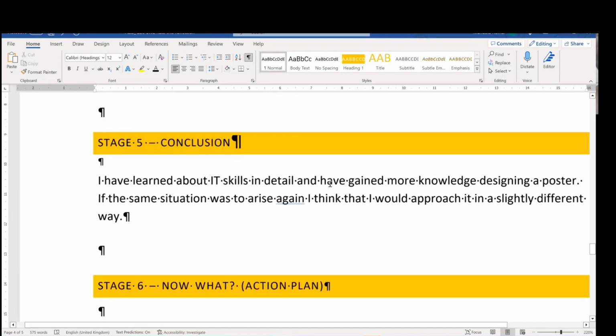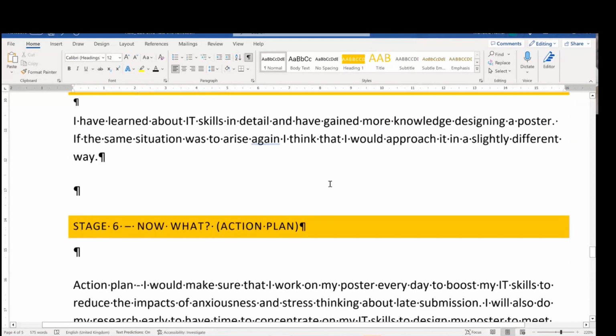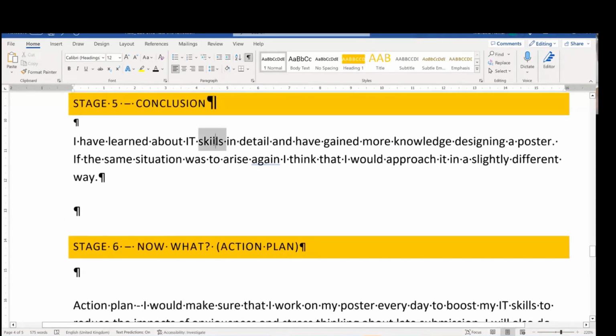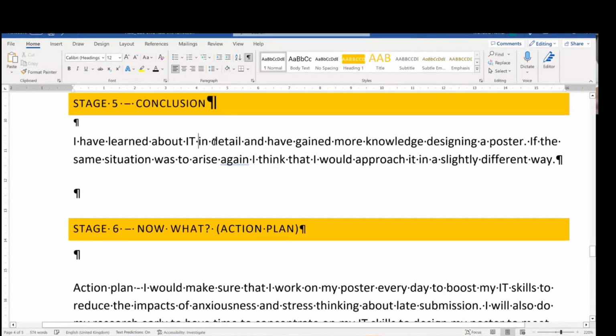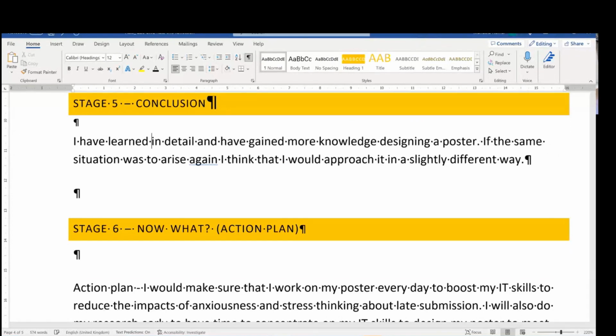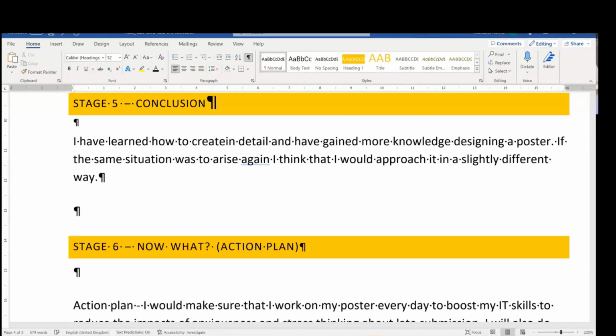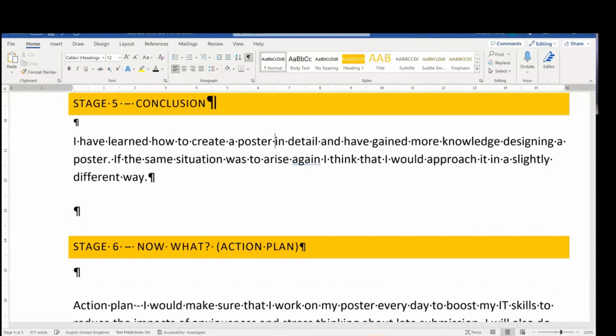Then you have the conclusion. So I've learned about IT skills. You can't learn about skills. You mean I learned how to create a poster in detail, then I have gained more knowledge designing a poster. If the same situation was to arise again, I think that I would approach it in a slightly different way.